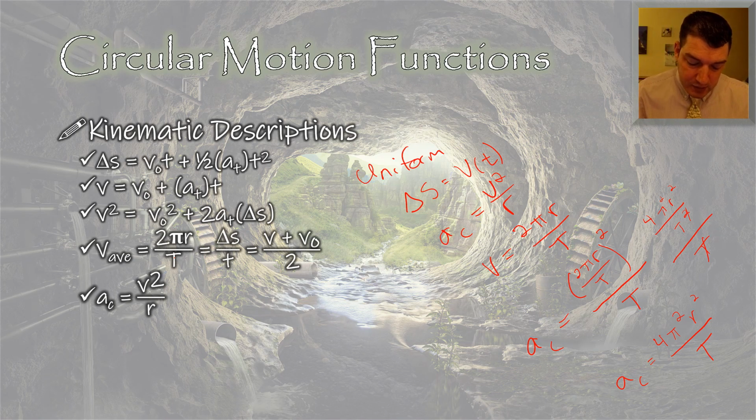But we can also get that using the arc length traveled divided by the time, and that relates to our initial and final velocities since it's the average. So that gives us another relationship between the initial and final velocities and the average velocity, which can be useful for some problems. And then of course, the centripetal acceleration, which is v squared over r, which is true for every version of circular motion.